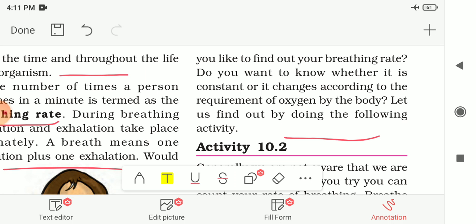Then we saw breathing: what breathing is, and inhalation and exhalation. Taking in air which is rich in oxygen is known as inhalation, and taking out air which is rich in carbon dioxide is known as exhalation. Then we saw the breathing rate: the number of times we breathe in one minute. A breath contains one inhalation and one exhalation, and these are two alternating processes. So these are the things we saw.